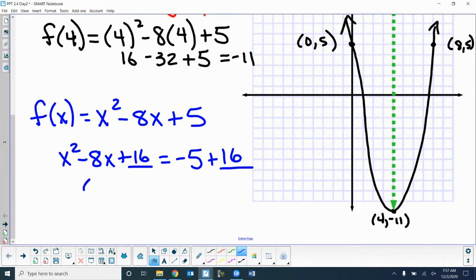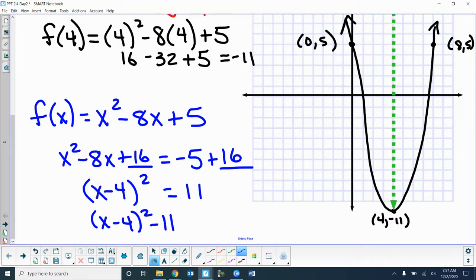Okay? Then you can factor it to look like this. Square root of x squared minus whatever's in front of the b, the square root of 16 is 4, and then that's 11. When you do that, and then bring this over by subtracting it. So this is vertex form. So you get the vertex form first.